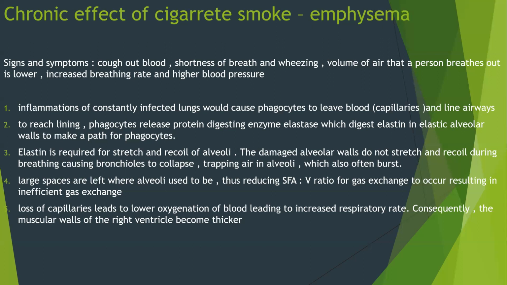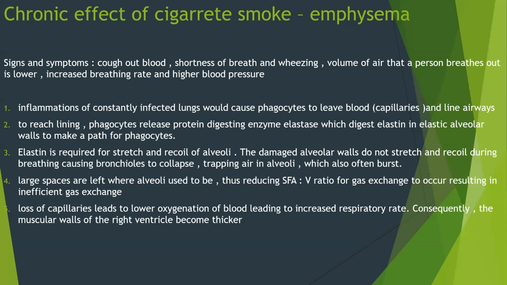So elastin is required for the stretch and recoil during inspiration and expiration. So the damaged alveolar walls do not stretch and recoil. So basically what will happen is during the next inspiration and expiration, it will cause the bronchioles to collapse. The air will be trapped in the alveoli, which will also often burst. So over time, your bronchioles are being destroyed, your alveoli are being destroyed. So there's large air spaces left where alveoli used to be. All of this basically reduces your surface area to volume ratio for gas exchange, because you need to know that gas exchange only occurs on the alveoli.